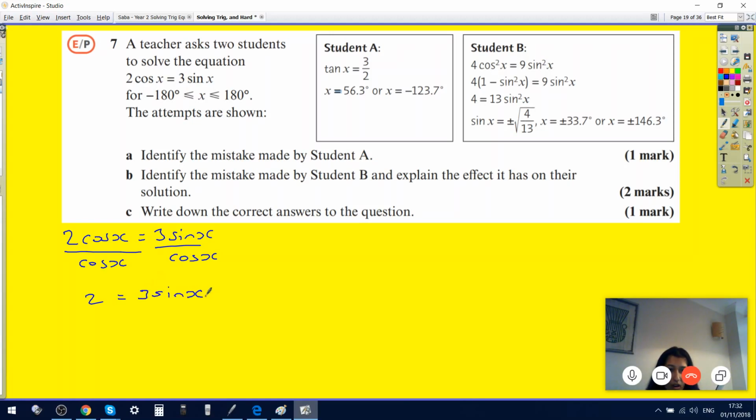Hang on, 2 equals 3 tan x. So far, so good. How would you get tan x equals? What would it be? Wait. It's 3 sine x over 2 cos x, so I divided both sides by cos x. Okay. So then 2 equals 3 tan x, and then it would be 2 over 3. Yeah. So it should be 2 over 3 equals tan x, not 3 over 2.